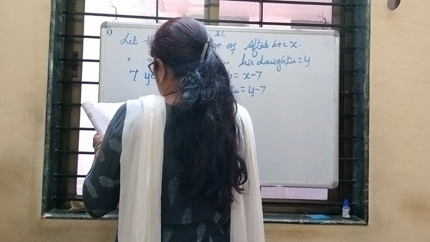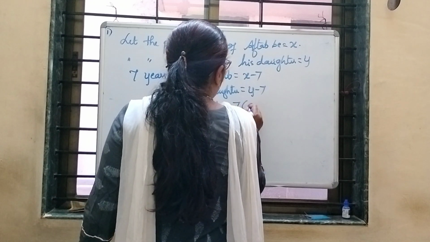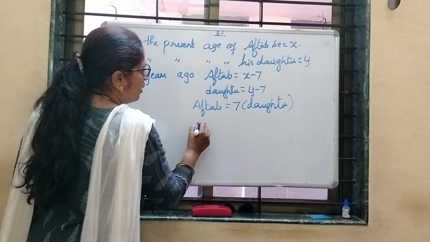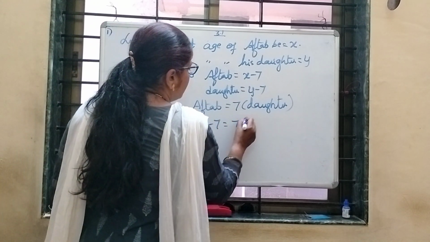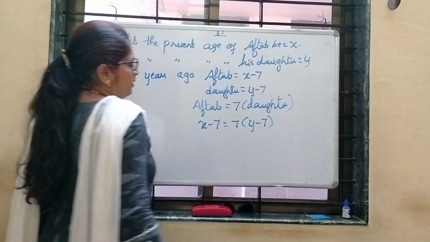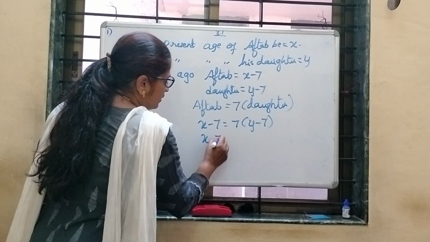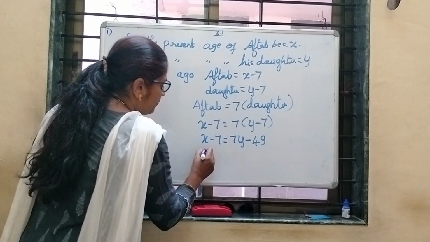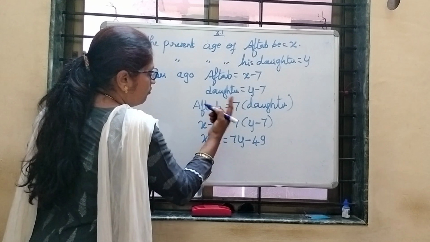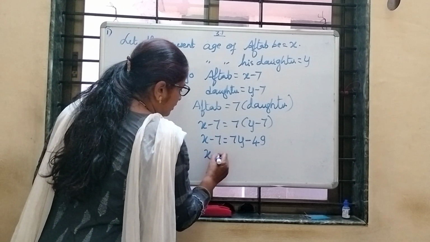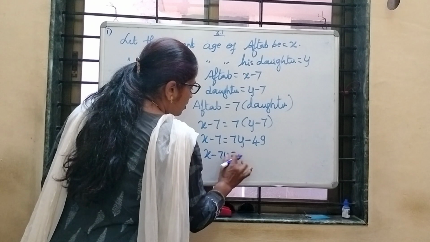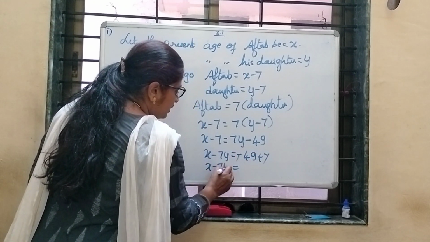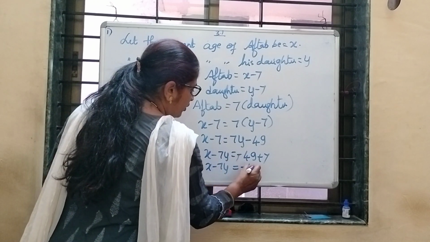Then that time he tells that Aftab was 7 times the daughter. It's like this, children. If you write like this, Aftab x minus 7, 7 into y minus 7. So multiply this: x minus 7 is equal to 7y minus 49. I'll transpose this and make it in the form of a pair of linear equations: x minus 7y is equal to minus 49 plus 7, that is x minus 7y is equal to minus 42.